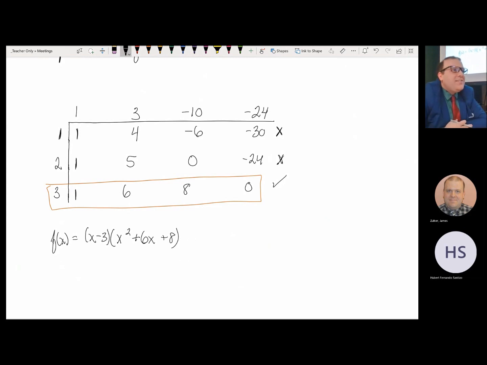Can x squared plus 6x plus 8 be factored? Yes. It factors to x plus 2 times x plus 4. Now we want that to equal 0. As soon as you found that 1 zero, in this case, because it's a cubic, I keep going until we get down to a quadratic.